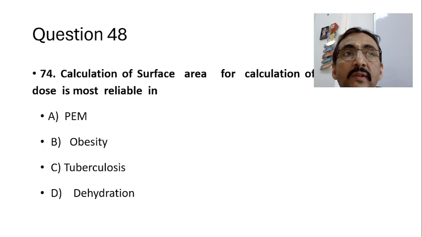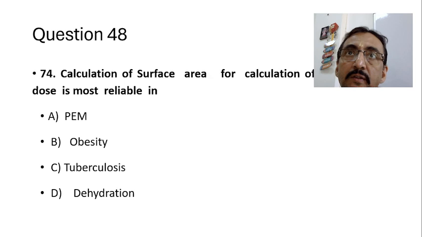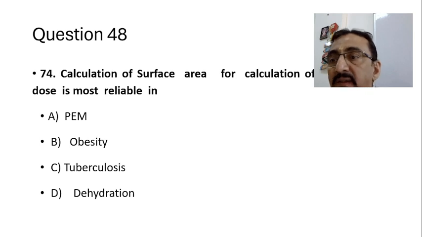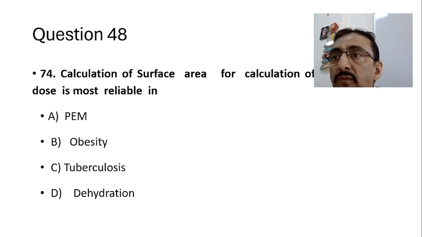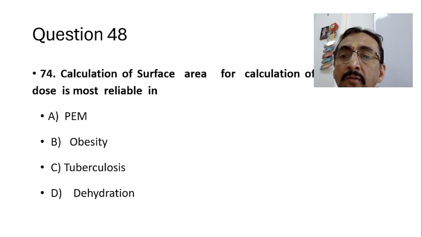Okay, so there are some conditions where the surface area will be more, weight may be less, age of the child may not be predictable. So what is the formula for the surface area? Yes, 4 into weight plus 7 divided by weight plus 90. Here weight means body weight in kgs. So this is the formula.